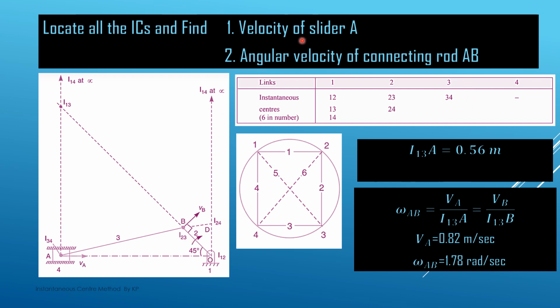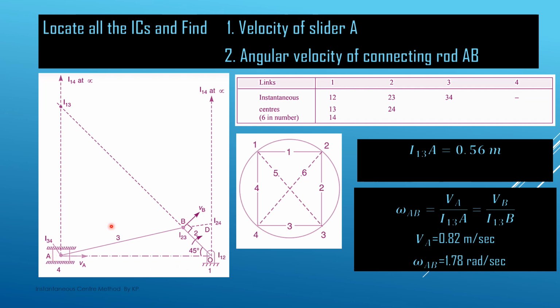Now we have to find the velocity of the slider A. Because this is a graphical method, we have to draw all these circles and the table on the copy. This table will give an idea about the combination of the different ICs, and this circular method will tell you which two lines we have to join to get the required ICs.